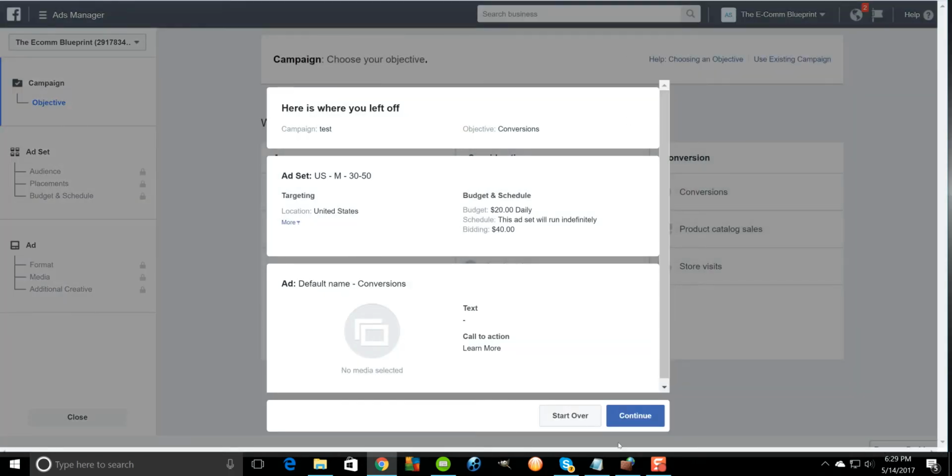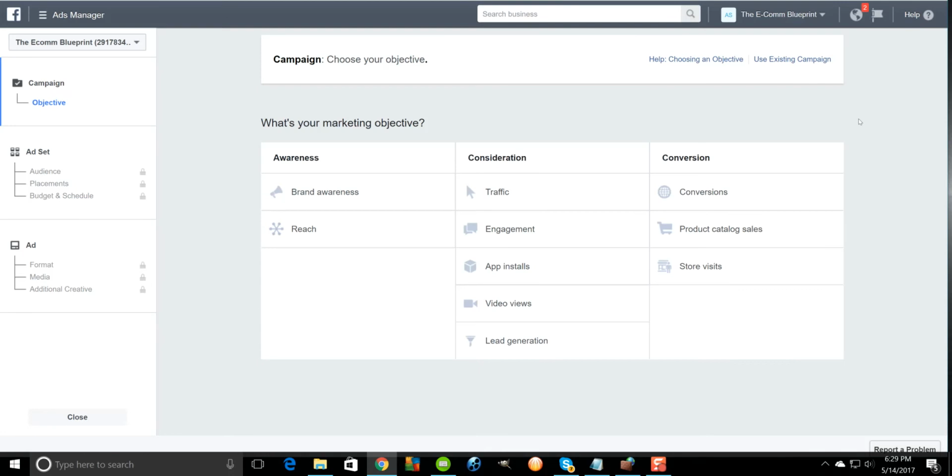So let me click on create an ad, and let me start over there. And what I'm going to be doing is an engagement ad.